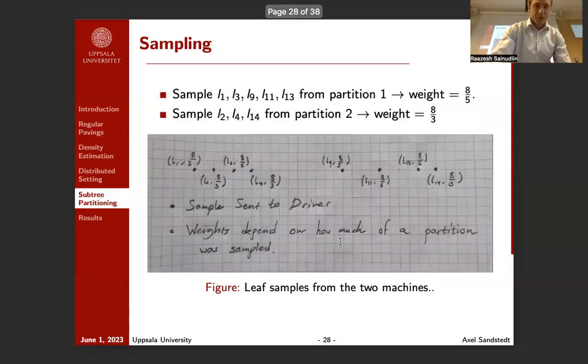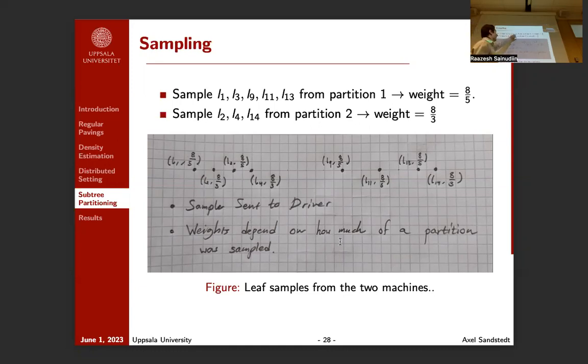Now, what we want to do is sample points or cells from this tree and send them to the driver. So in this case, we sample L1, L3, L9, L11, L13 from partition one. The weight every one of those leaves is assigned represents how many points those leaves represent. So since we have 8 points and we sample 5 points, every point more or less represents 8 divided by 5 points. We sample L2, L4, and L14 from partition 2, and they are assigned a weight of 8 divided by 3.